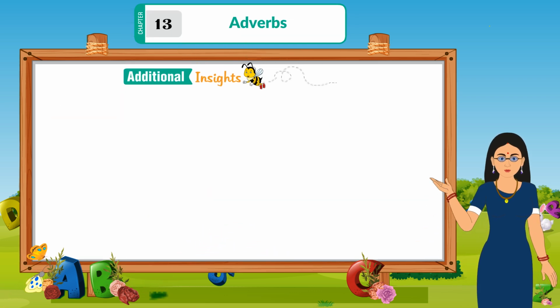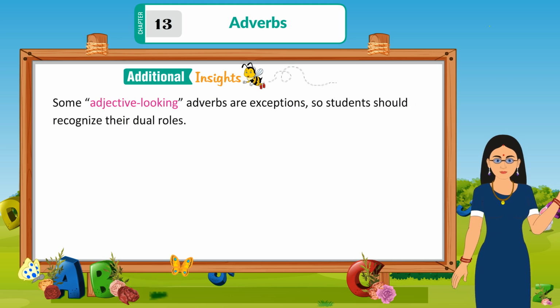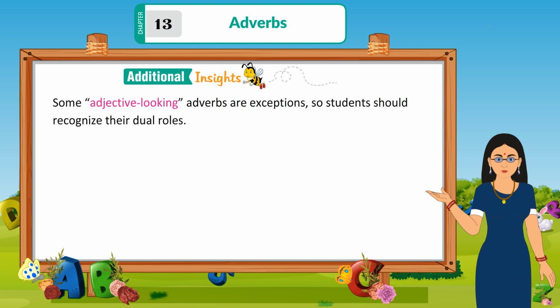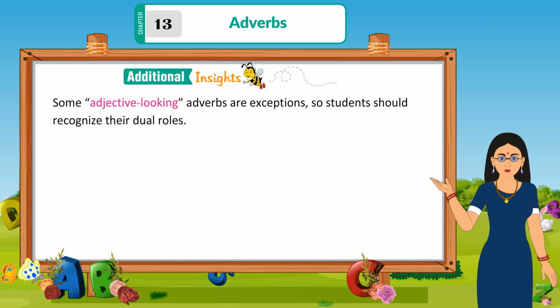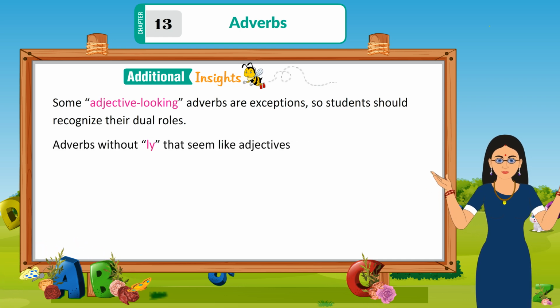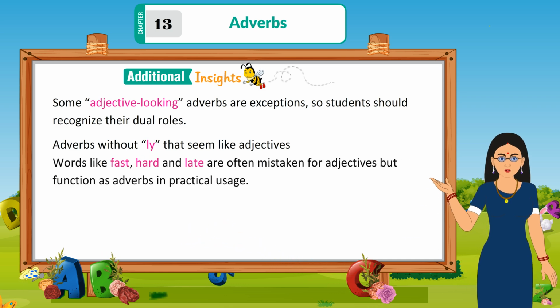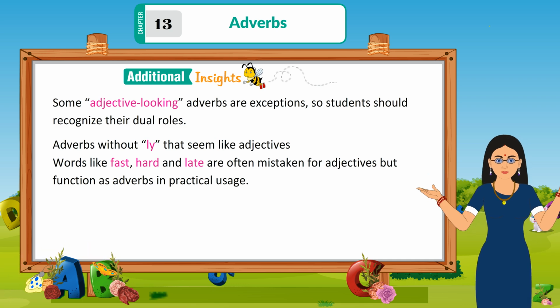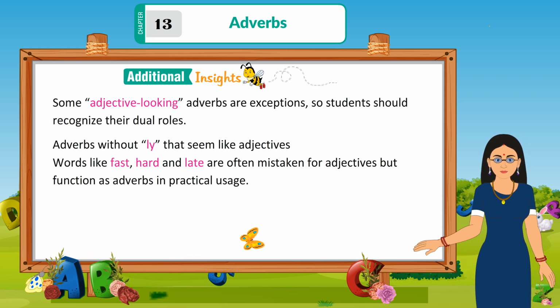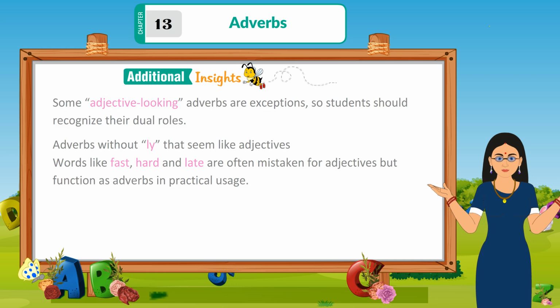Additional insights. Some adjective-looking adverbs are exceptions, so students should recognize their dual roles. Adverbs without ly that seem like adjectives. Words like fast, hard, and late are often mistaken for adjectives but function as adverbs in practical usage.